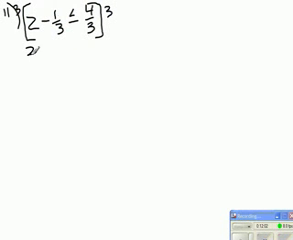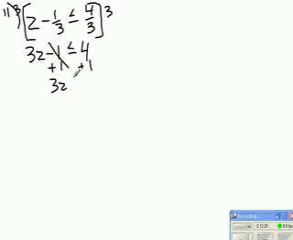So 3 times z is 3z minus 3 times 1 divided by 3 is 1, less than or equal to sign. 3 times 4 divided by 3 is 4. Now I have something that looks a little bit easier to deal with. So I could add 1 to both sides to get my numbers all over the right. So I have 3z is less than or equal to 5. And then I can divide by 3.